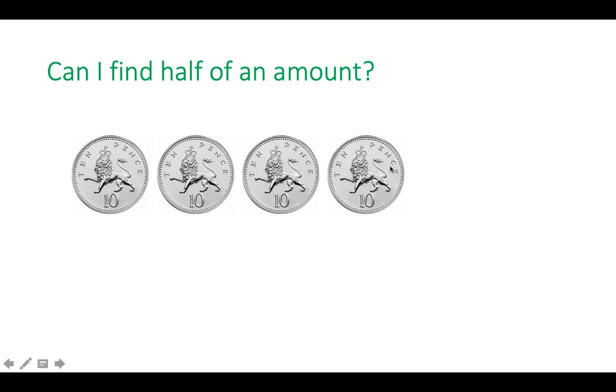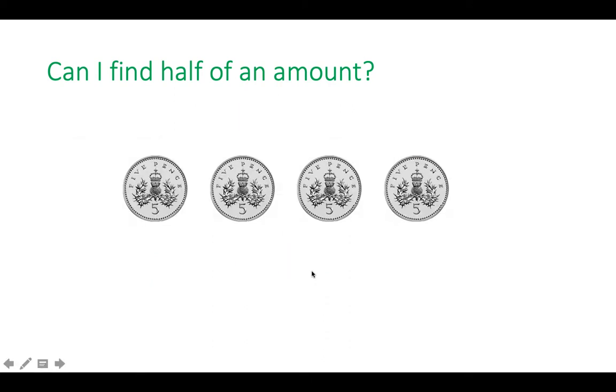So this one we did yesterday, so I'm just going to quickly remind you. Okay, so we split them in half, but then we have to check that we've got the same amount on both sides. And remember, this isn't 2, okay, we're looking at the money, so this is 20p because we've got 2 10p coins. And we've got the same on this side, we've got 20p again, so we know that we have split them in half. So half of 40p is 20p. Okay, we did that one yesterday, so I just went through it quickly.